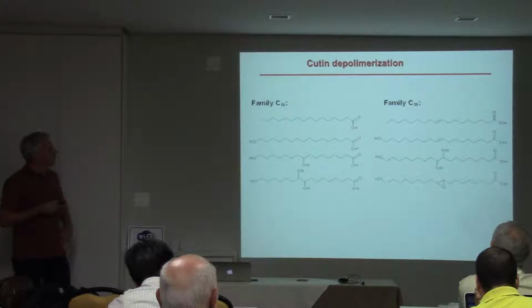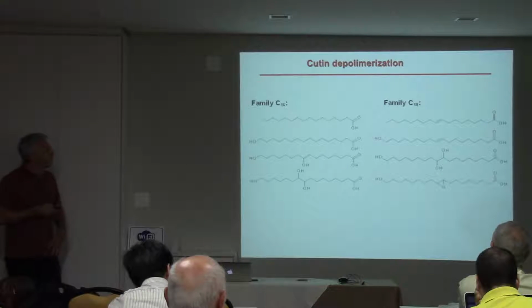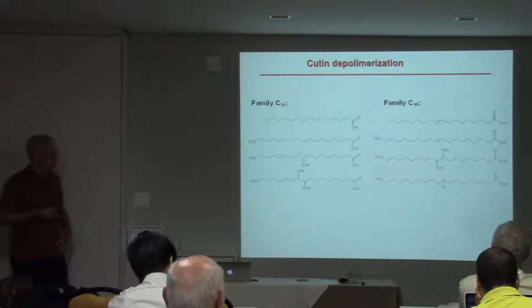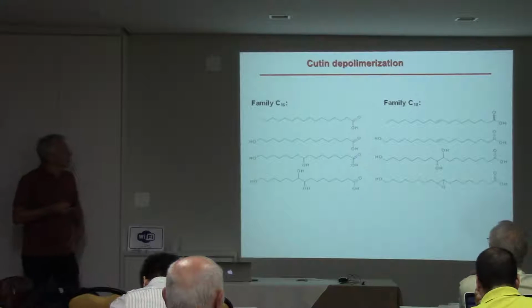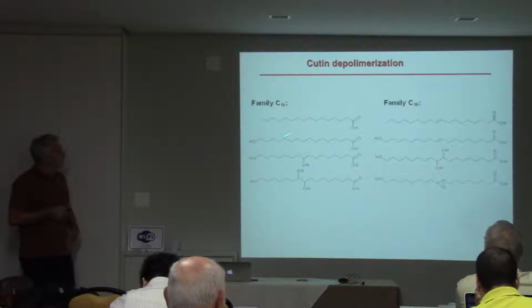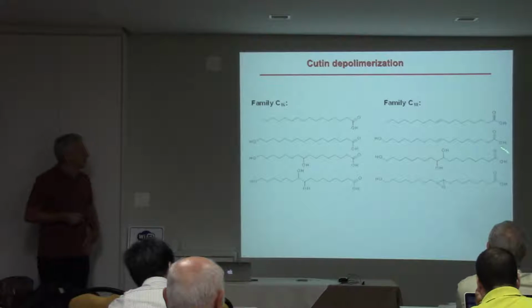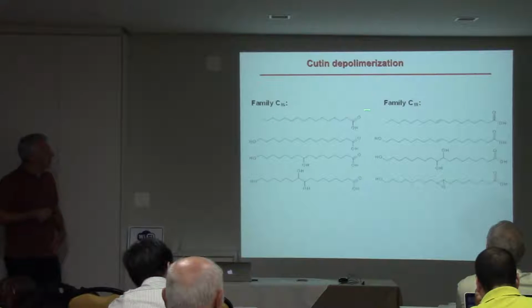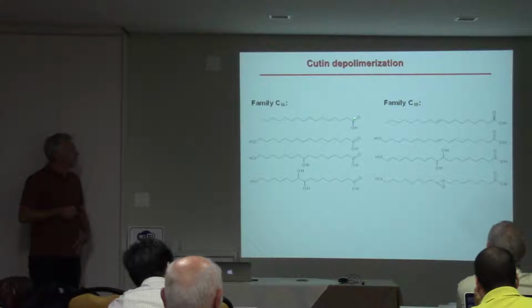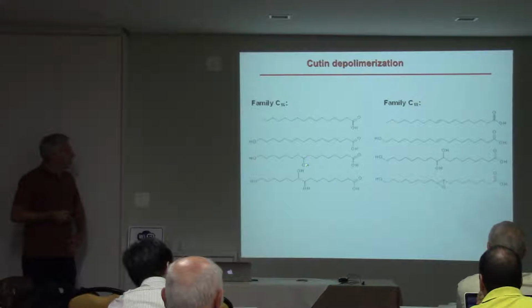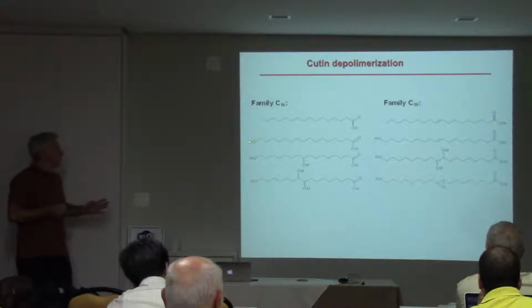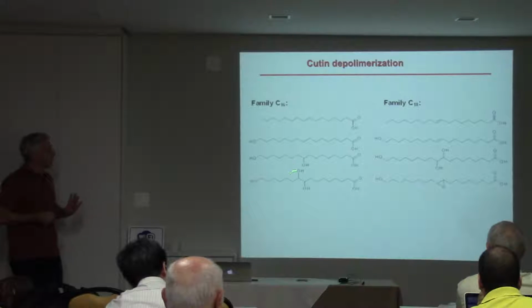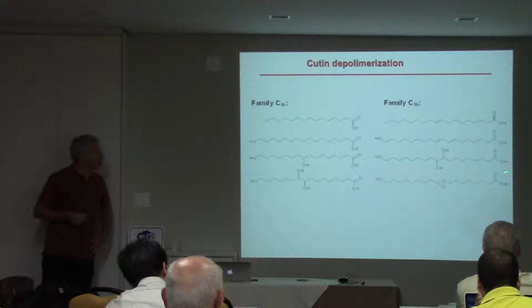Let's go back to the monomers forming this biopolymer. From the depolymerization, we can find this kind of molecules, which are the main monomers. All of them have a terminal carboxylic group and one hydroxy group, either in a terminal position or in a lateral position, with different possibilities.